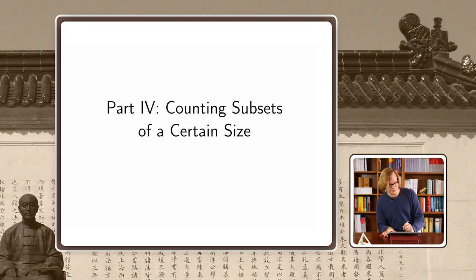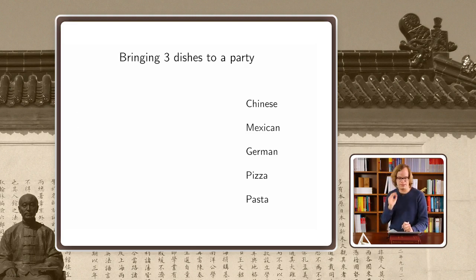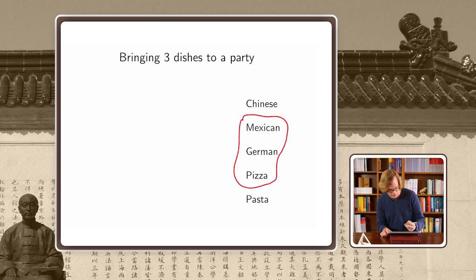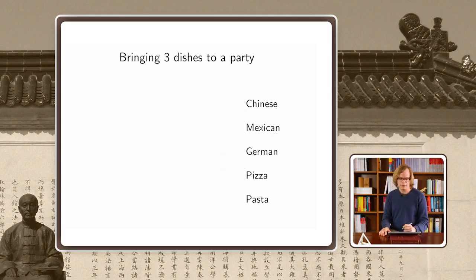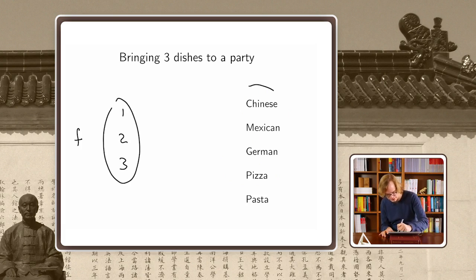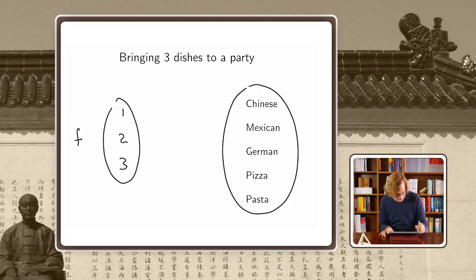All right, so we are ready for the last part of today's lecture, counting subsets of a certain size. So the setup is here. I'm invited to a party and I have to bring 3 dishes. So I just have to select 3 of the dishes I can cook. So for example, these here, okay, or these 3, and so on. All right, so how many are there? Well, one way to solve it is again to say, well, I have the set 1, 2, 3. I have to select the first, the second, and the third dish to bring. So I have to find an injective function from this set into this set. For example, this.